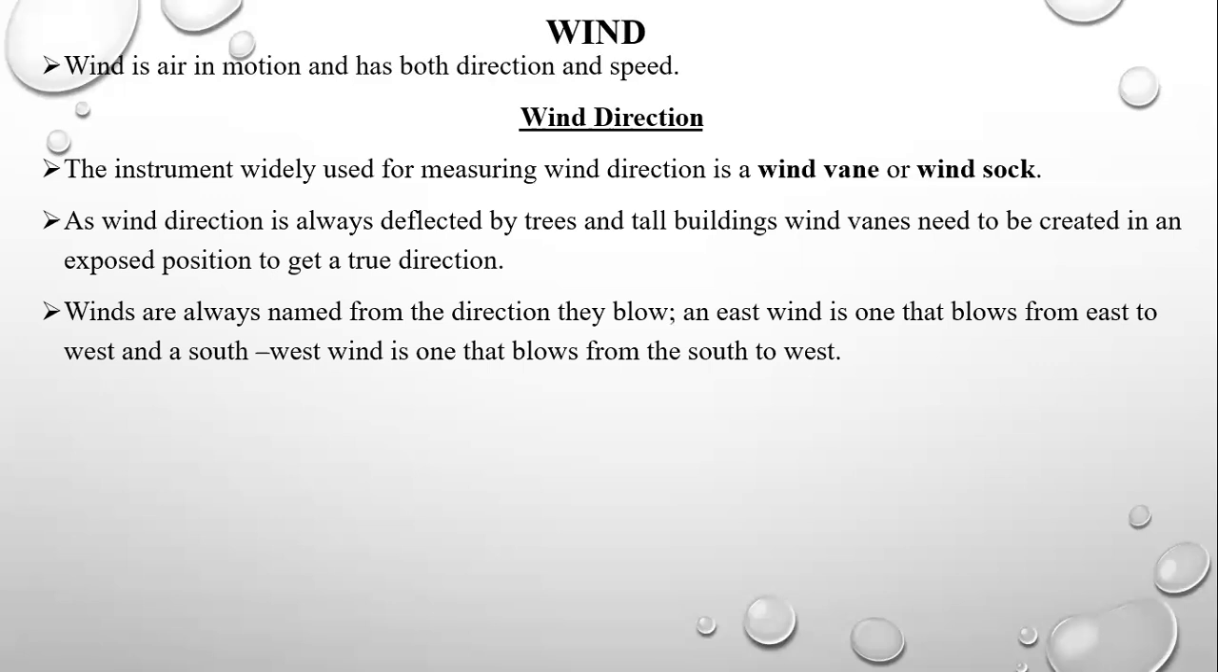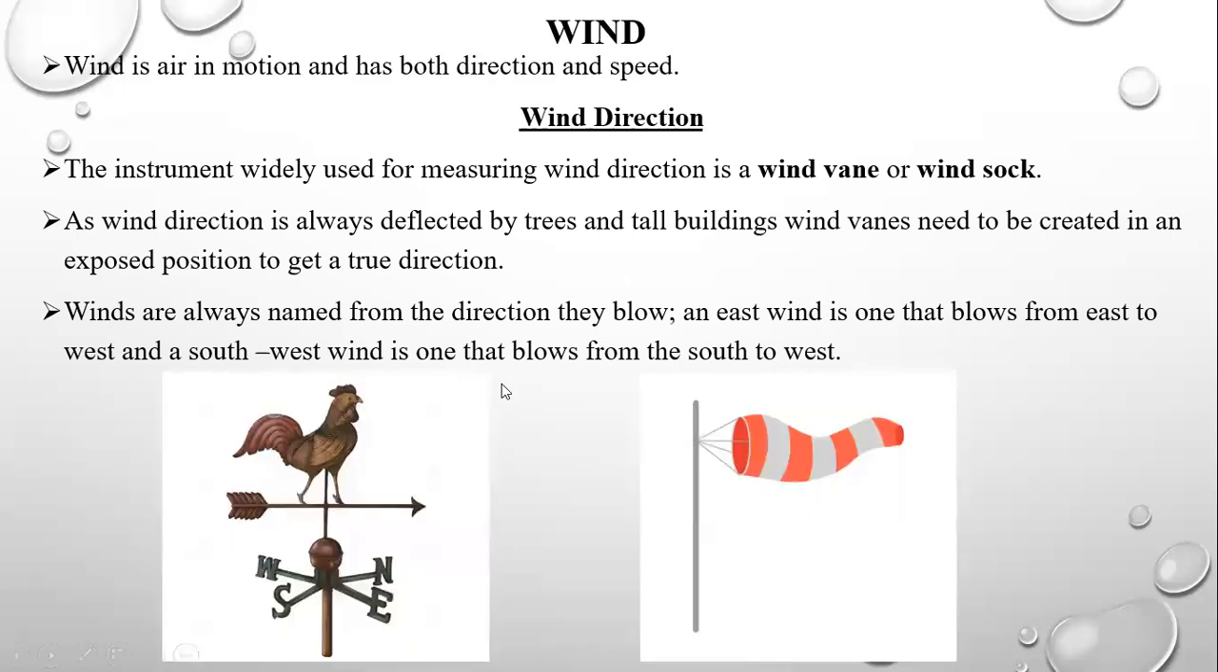So wind is always named from the direction it blows. You must be able to understand that when you talk of wind, you are basically looking at the direction in which it is blowing.